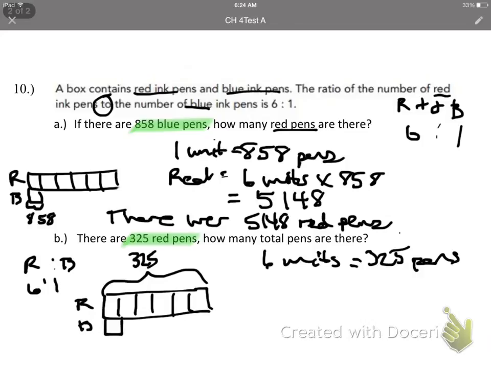Oh, we changed that one, didn't we? No, we did 360, I think. I remember that this one didn't work out, so we changed it to 360. So we need to find 1 unit. And that's 360 divided by 6, which is 60.